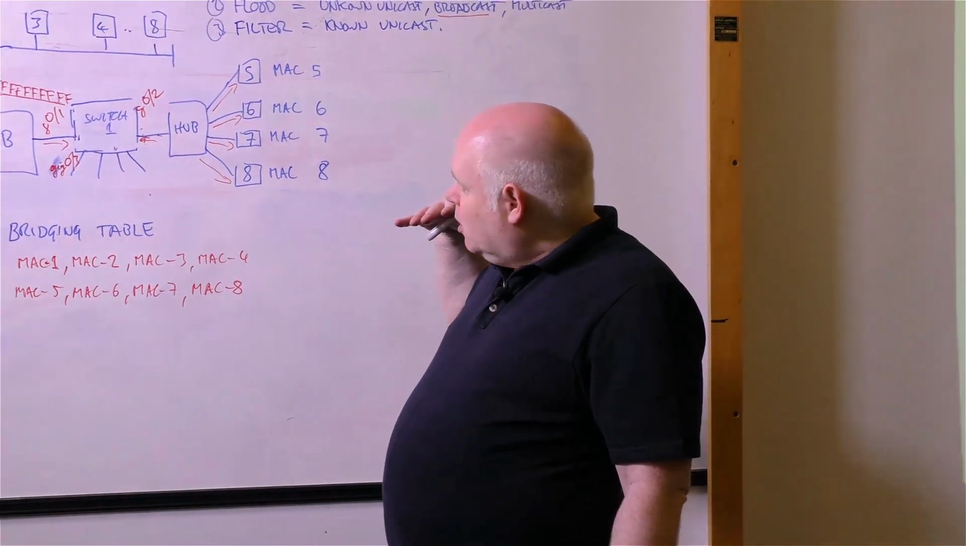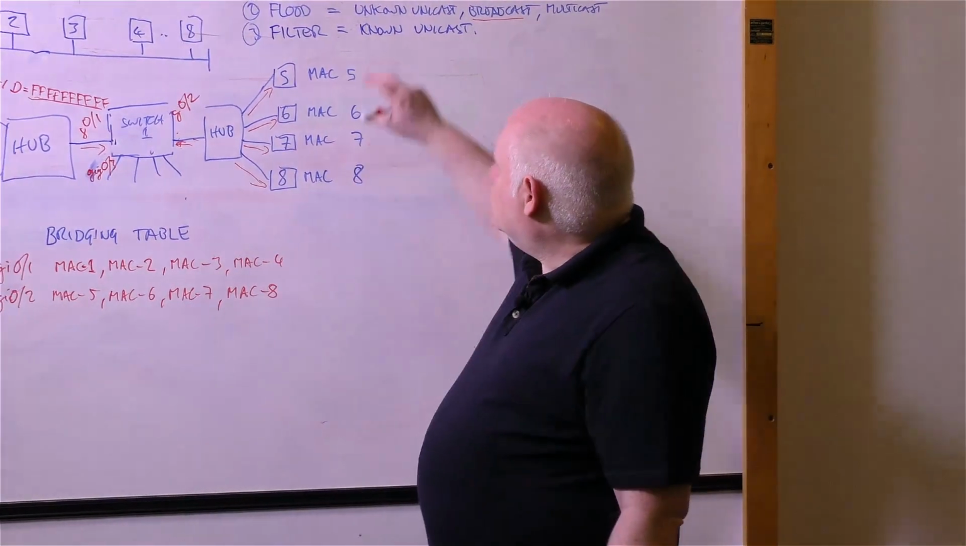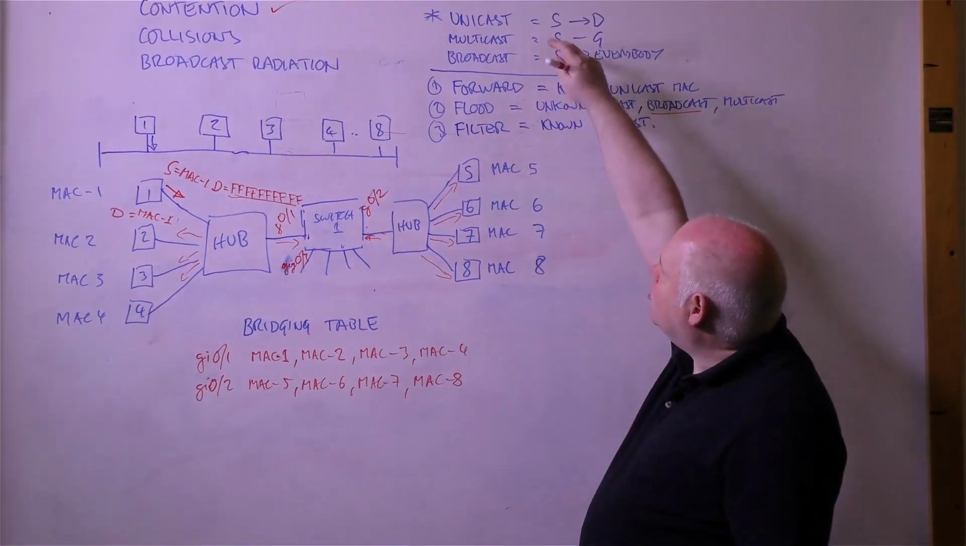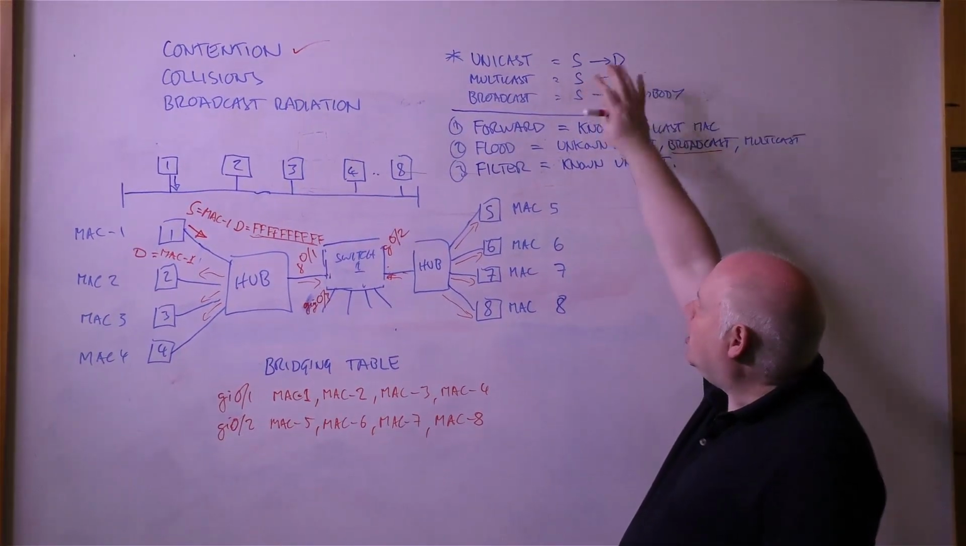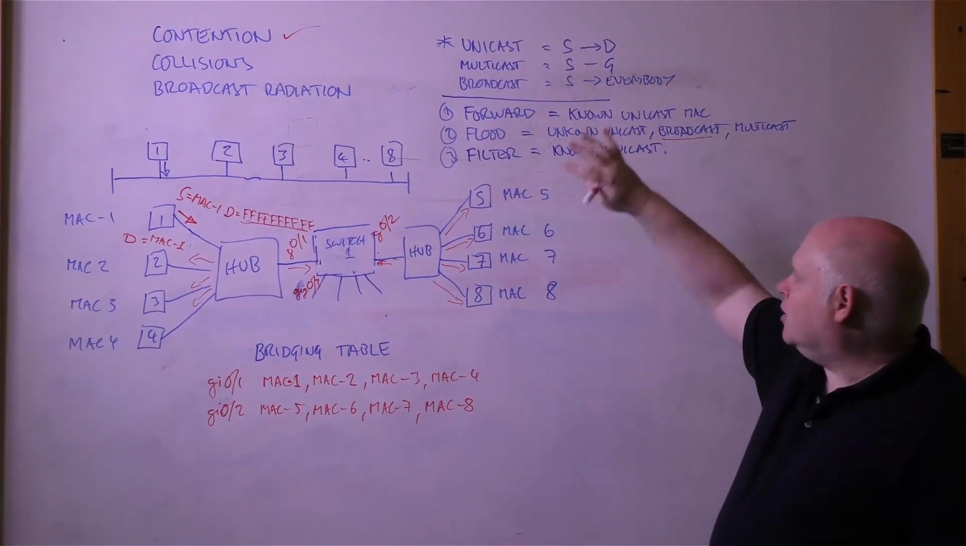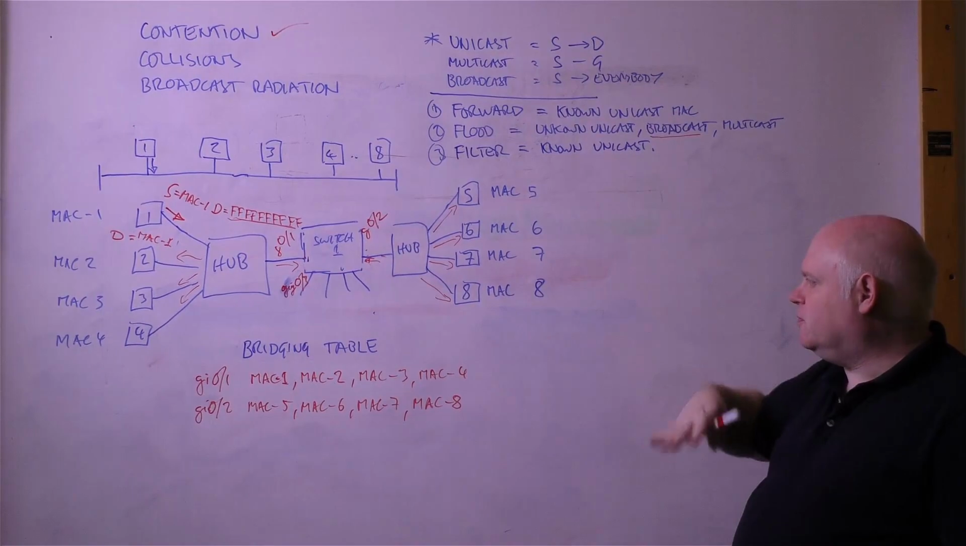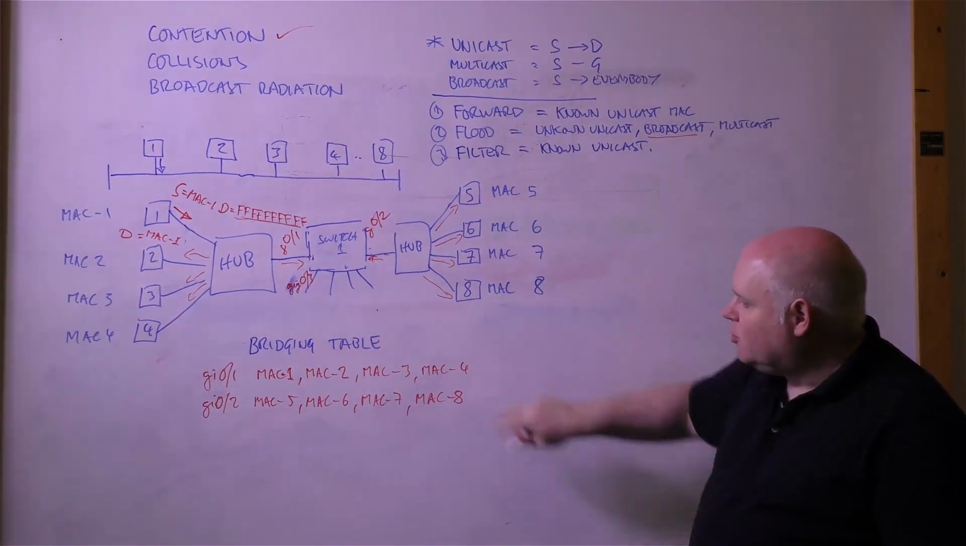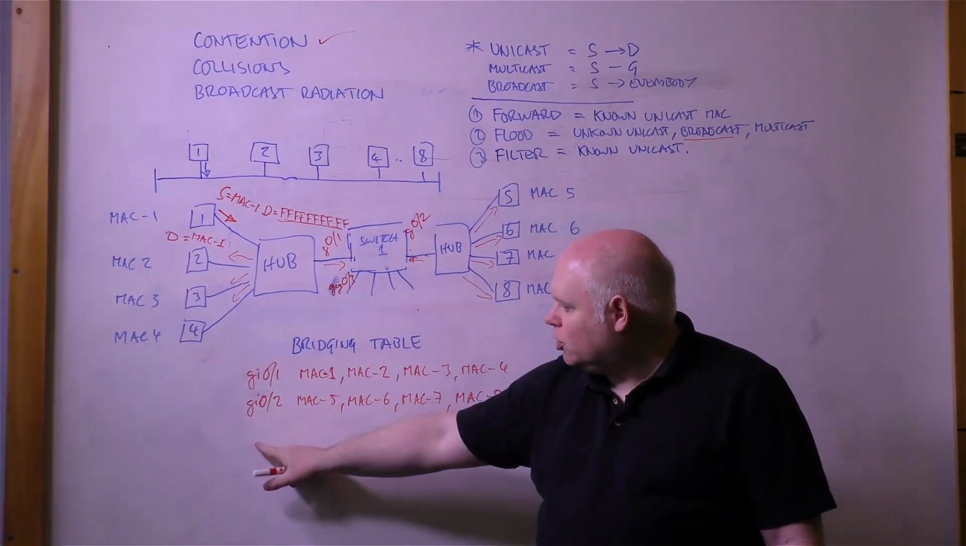So switches run the exact same algorithm and treat the traffic the same way. Multicast, unicast, unknown traffic, known traffic, all that stuff. The rules still apply when we're talking about switching. And they build a bridging table, it's just that there's more ports on it.